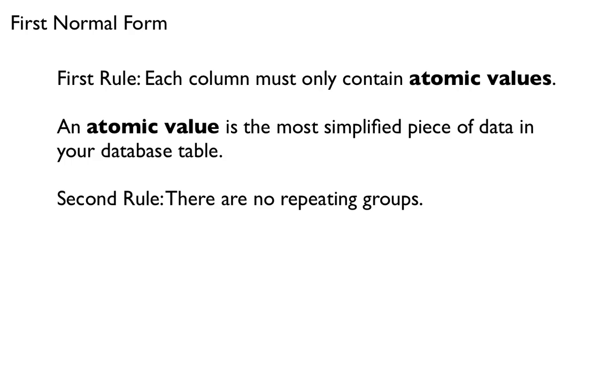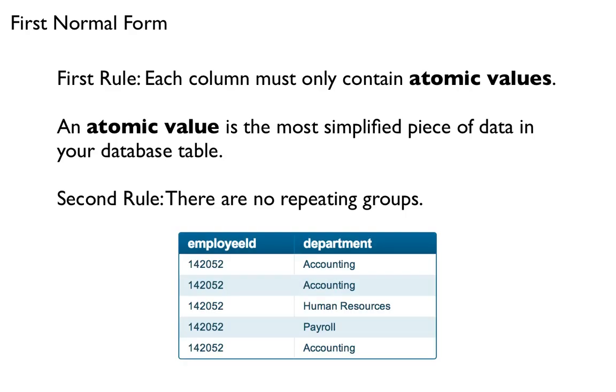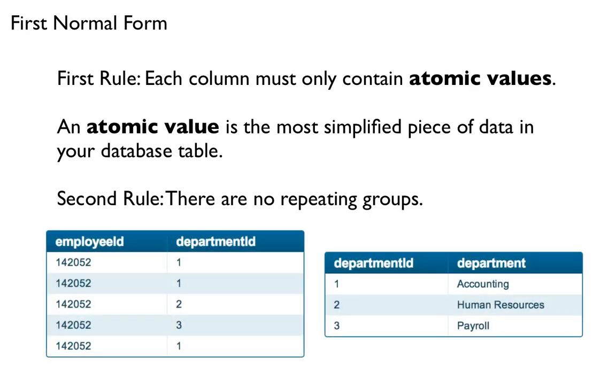And that brings us to the second rule of first normal form. There are no repeating groups. Let's look at this example. You can see the department column only has one value, but those values are repeating multiple times. We can take that and store it in another table, using a relationship to link the 2 together. Now we're in first normal form.